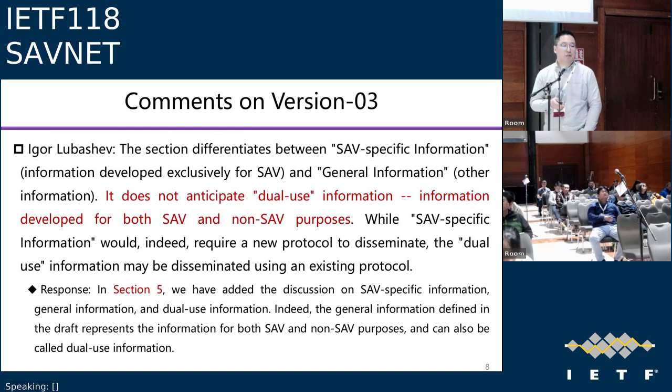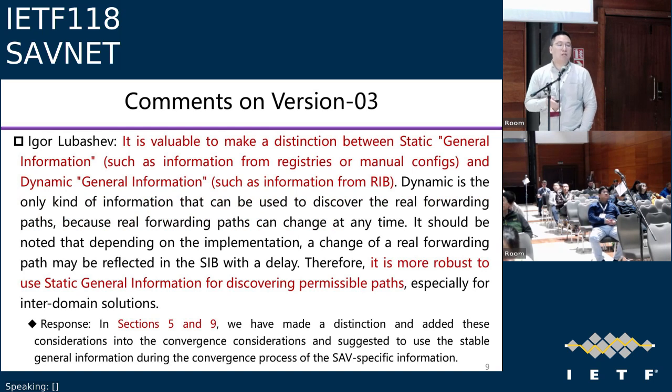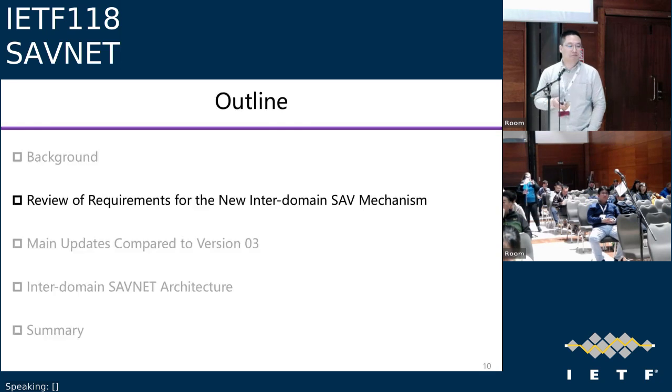be called dual-use information. Eager also suggested that the draft makes a distinction between static general information and dynamic general information. And it is more robust to use static general information for discovering permissible paths. Also, in our response in sections 5 and 9, we have made a distinction and added these considerations into the convergence considerations and suggested to use a stable general information during the convergence process of the subspecific information.